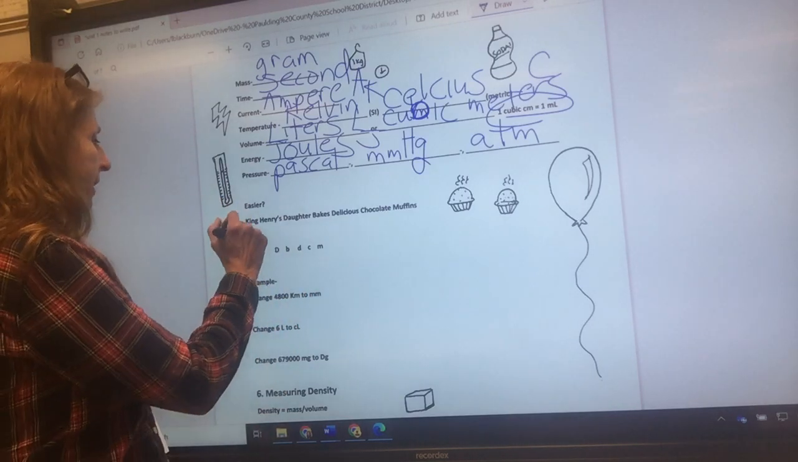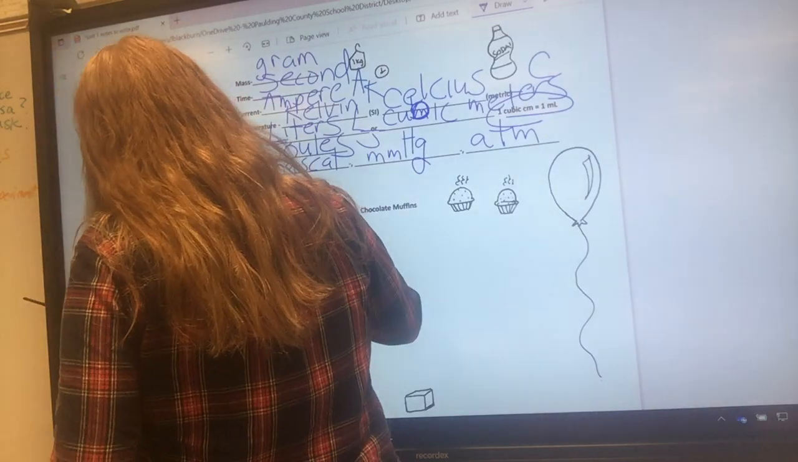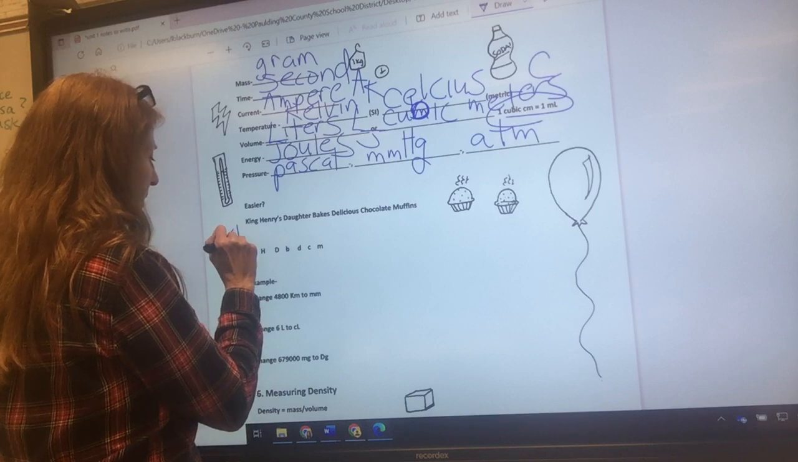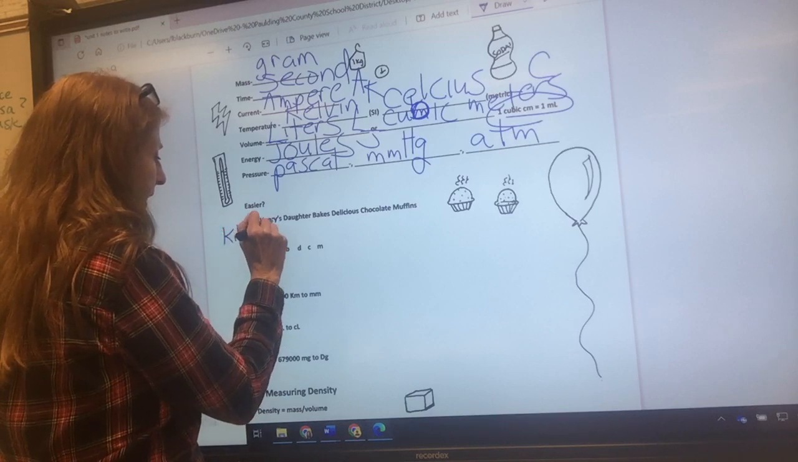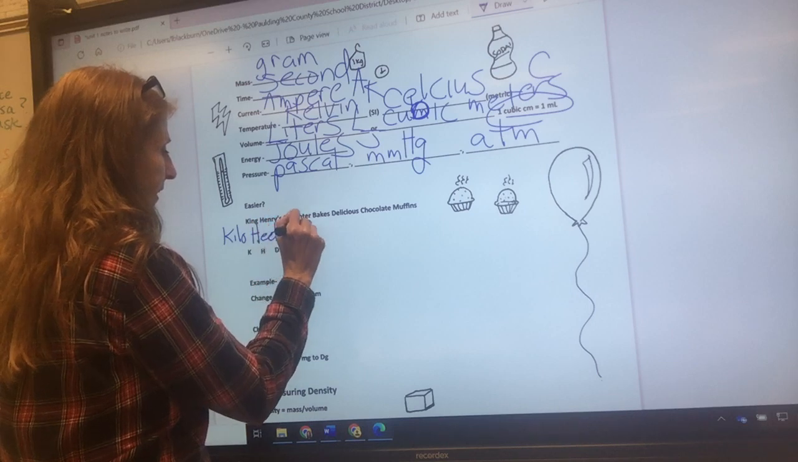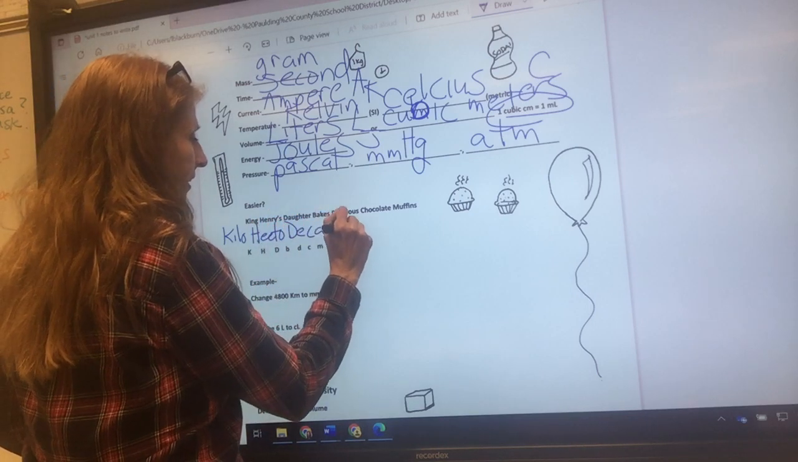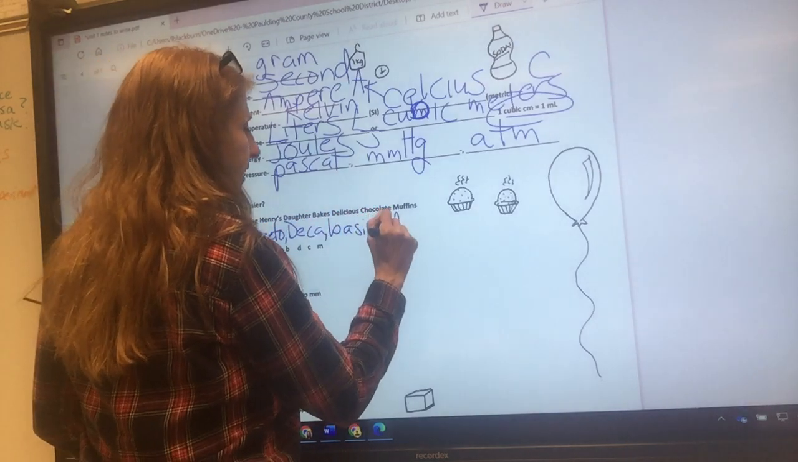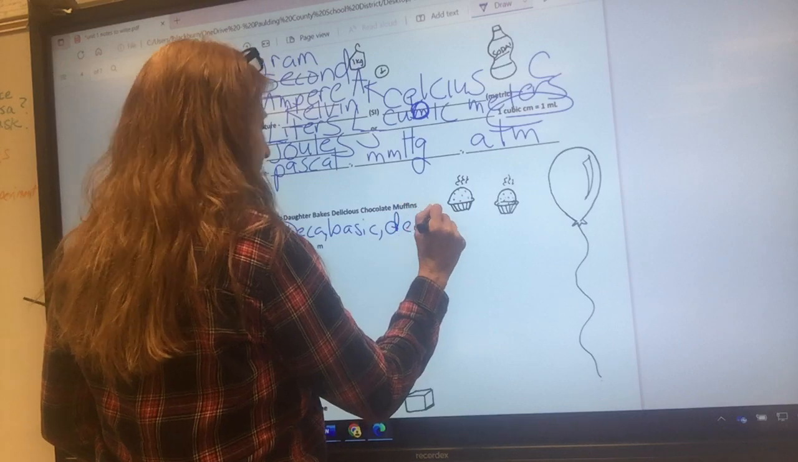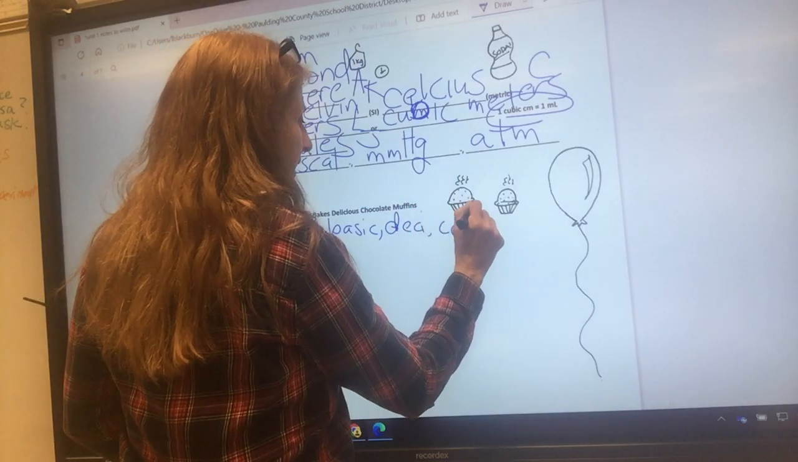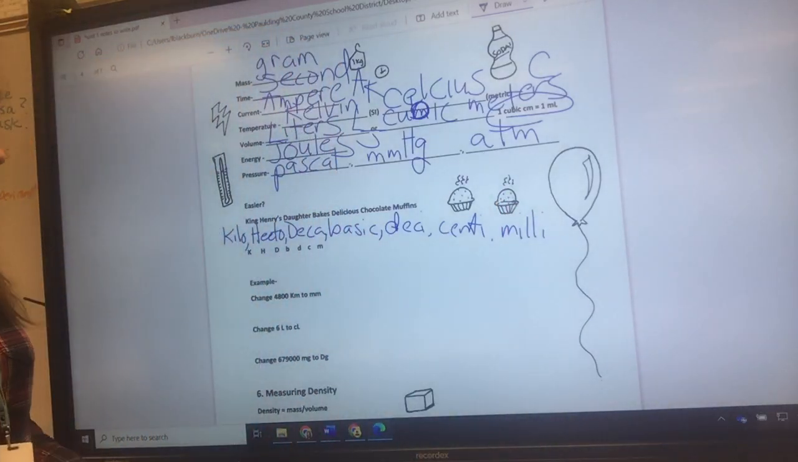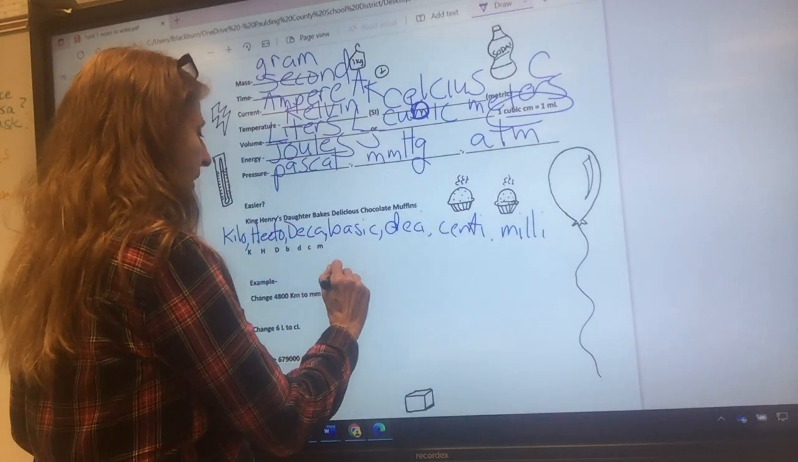So I'm going to write them kind of this way. So I think I'll just write over here. Kilo, hecto, deca, basic, we'll put a little print, deci, centi, milli. So that's what they stand for. Okay, so this is how it works. We're going to change 4,800 kilometers to millimeters. So first you write down what you got.